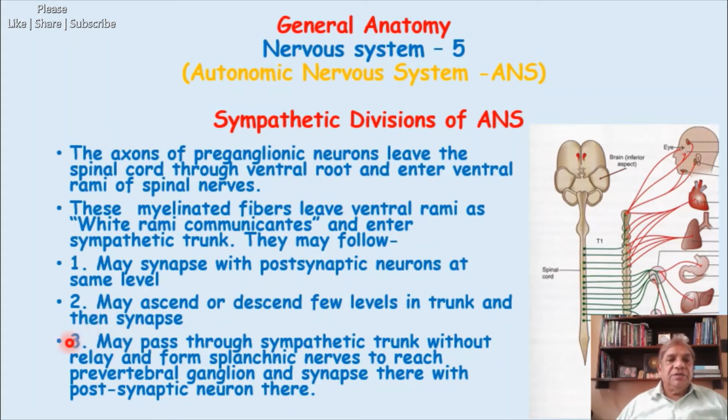The third scenario is that they may pass through the sympathetic trunk without relay and form the splanchnic nerve, which is formed in the thoracic cavity, and then it penetrates the diaphragm and comes to the abdominal cavity, where three ganglia are located in front of the vertebra. That's why they are called the prevertebral ganglia, and they synapse here in the celiac ganglion, superior mesenteric ganglion and inferior mesenteric ganglion, and then the postsynaptic fibers will arise. We have discussed it already. Coming to the next slide.